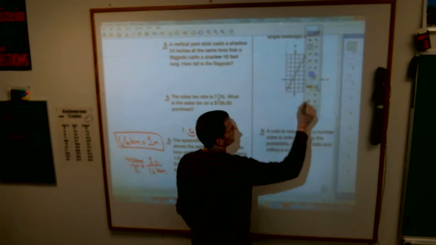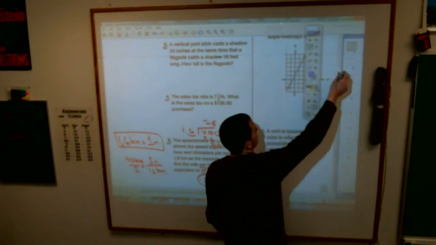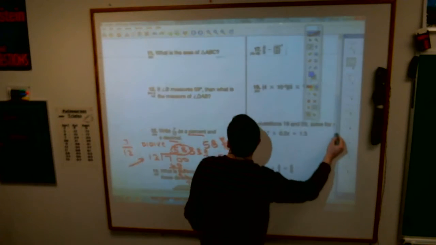Cole, quit! Let's change colors. Which one? Number 12. Number 12, sir. Yeah, we talked about this one too.